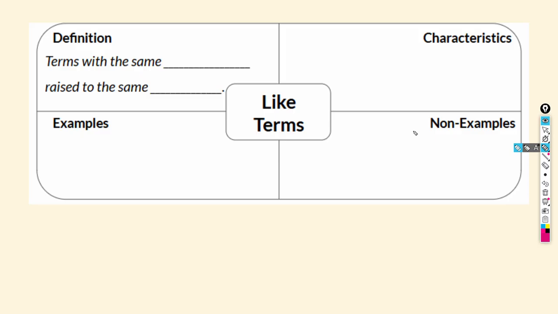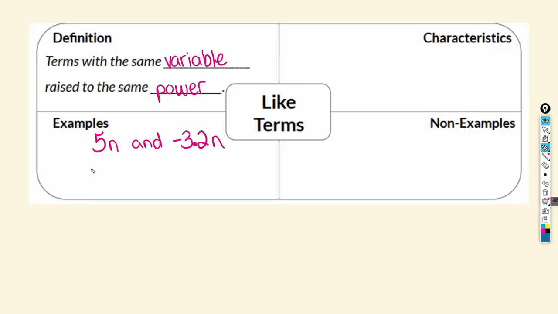Now let's define like terms. Like terms are terms with the same variable raised to the same power. For example, if I had 5n, it would be like terms with, how about negative 3.2n? They are like terms because they have the same variable. We can combine them when they are alike. It's like burgers and more burgers. We're going to put them together.